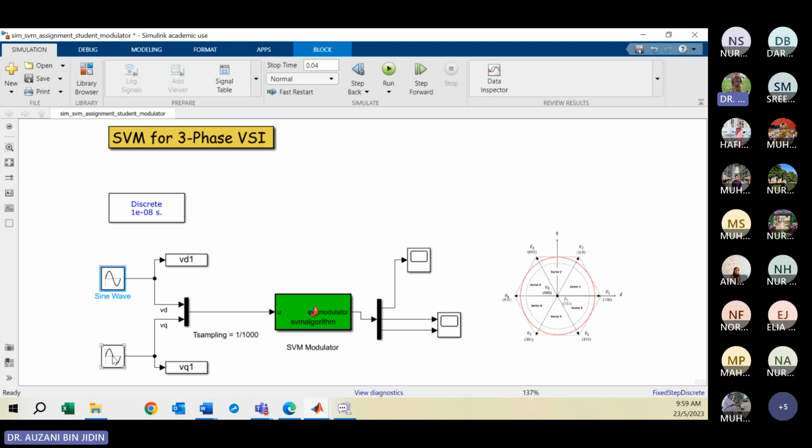Then you try run the simulation. You get the simulation result, then you check with the theoretical value, the calculation value. Kalau okay, so mean your design correct lah. Boleh? Simple. If any problem, you can come to see me at my lab.